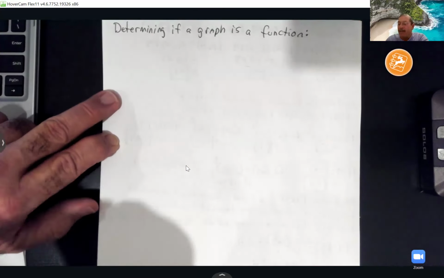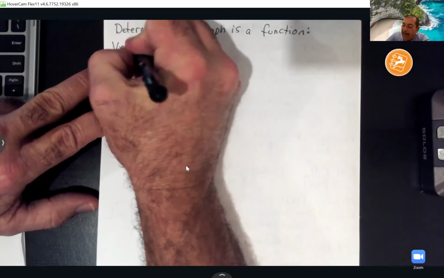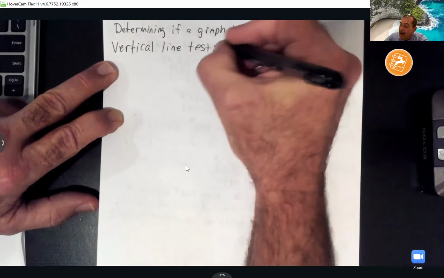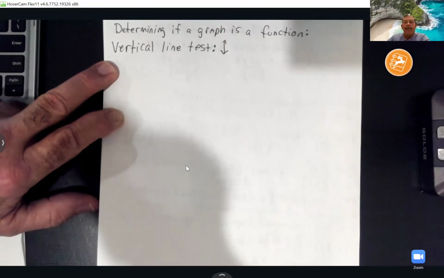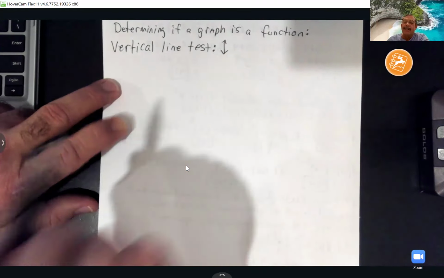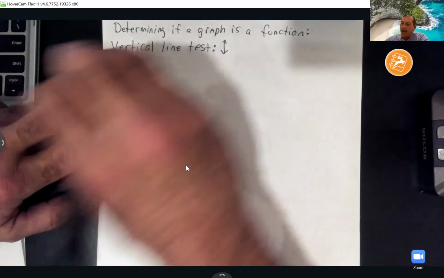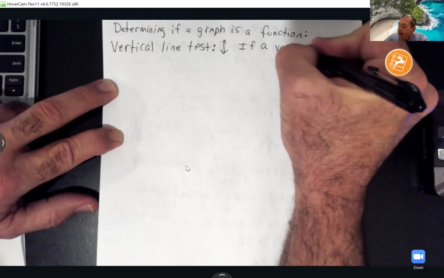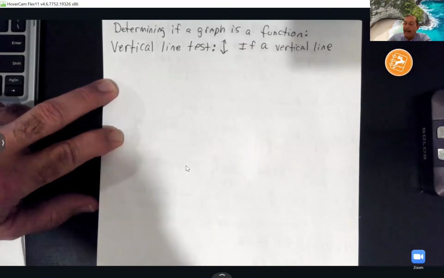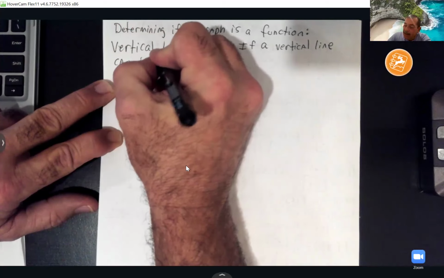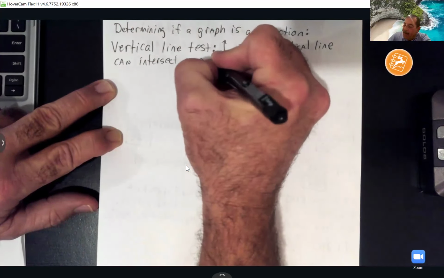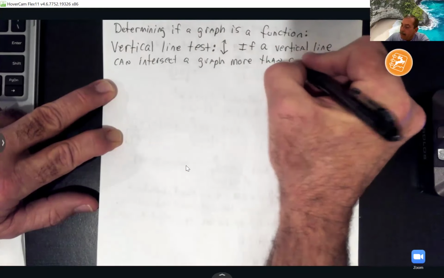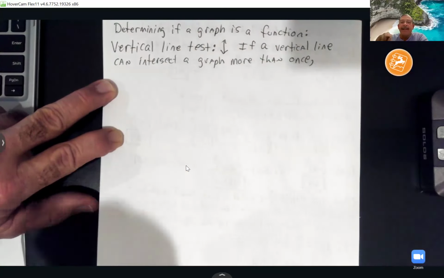To determine if a graph is a function, we're going to use what we call the vertical line test. Now y'all remember, vertical lines go up and down, okay? So this vertical line test is what I'm going to use to determine if a graph is a function. So here we go. If a vertical line can intersect a graph more than once, the graph is not a function.